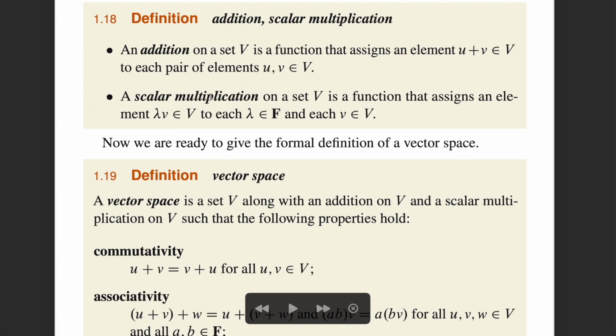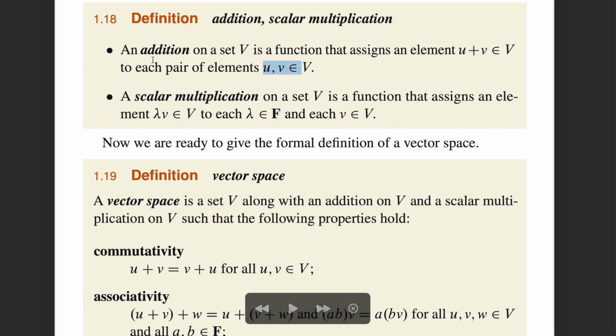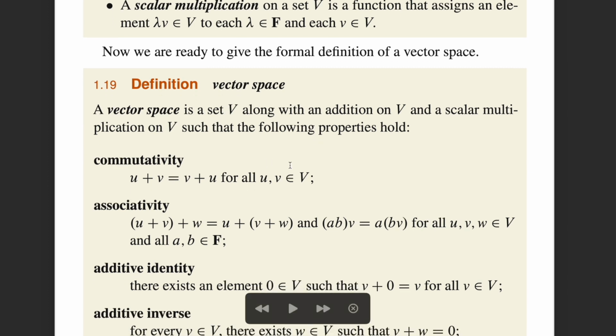Now let's start with the first one, addition. It is said that given u plus v, given two elements belonging to the set, but this one doesn't have any elements, so it is not disproving it. Similarly this one, because there is no element, this condition is not false. Similarly commutativity, because there are no elements in it, this condition is not false.